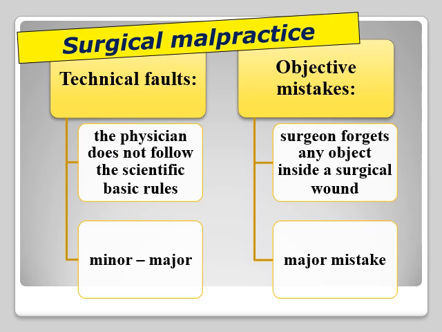Let us talk about surgical malpractice. This occurs due to either technical faults or objective mistakes. Technical fault means deviation from the scientific basic rules, and the outcome may be a minor malpractice case or a major malpractice case. But if you forget something like scissors, a piece of cotton or a piece of gauze, this will be considered a major mistake.